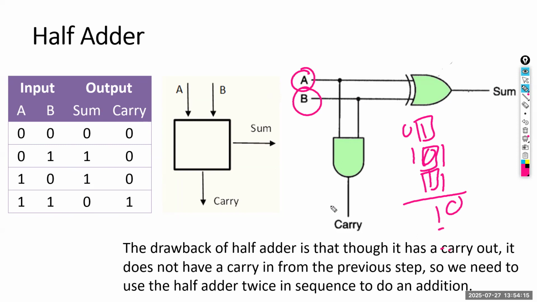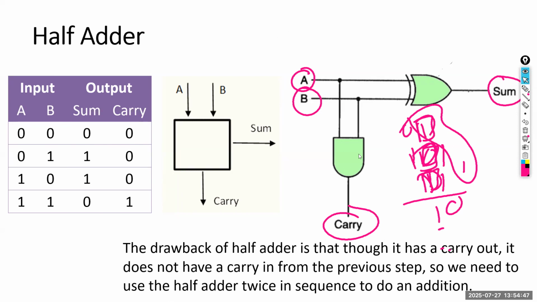Having 2 outputs is okay, carry and sum, but just 2 inputs is there. So that is where you need to use this twice, or you can't use it for this kind of scenario. You can use it twice, maybe you add these two, and to that sum you add these two again. Right. So therefore, this is a half adder, not a full adder, because you need to use it twice when we have carry from the previous step.